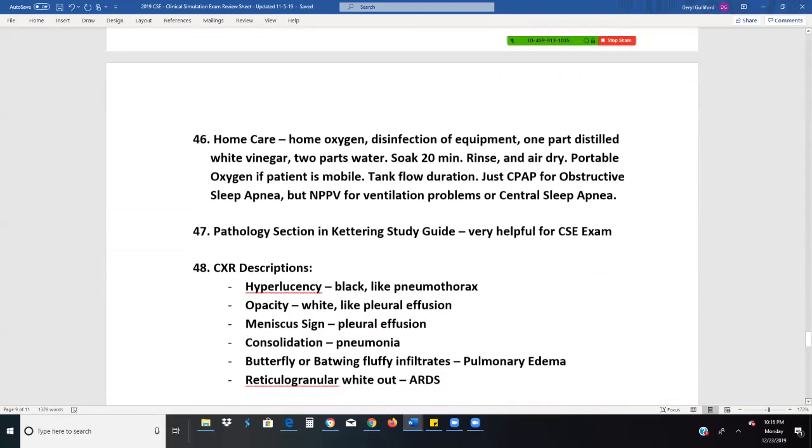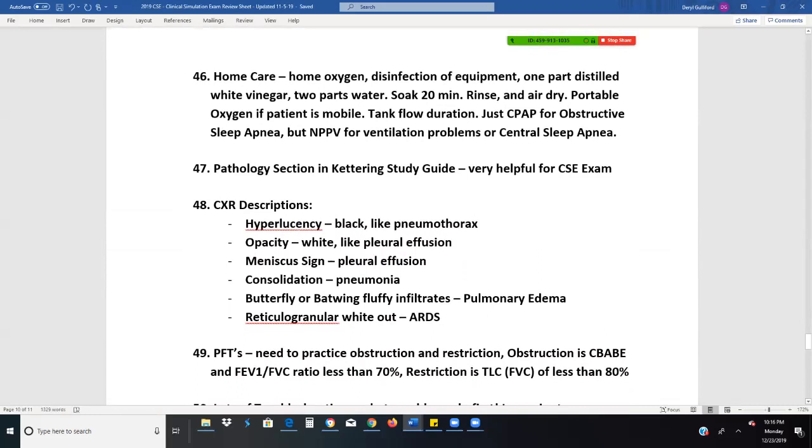Now, there's actually quite a bit of home care included on the CSE exam, so be sure you know about disinfection. 1 part distilled white vinegar, 2 parts water, soak for 20 minutes, rinse and air dry. Be sure to provide portable oxygen if the patient is mobile. If they're up and moving around, going shopping or going to work or whatever, then make sure that they have a portable mechanism. CPAP for obstructive sleep apnea, NPPV for central sleep apnea.